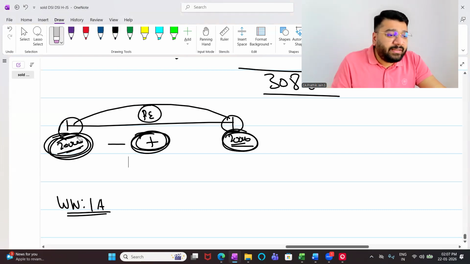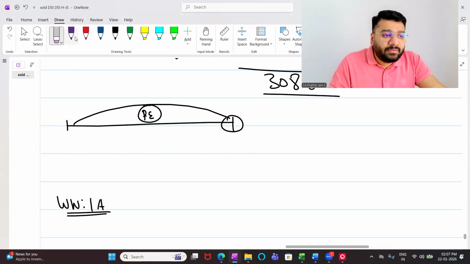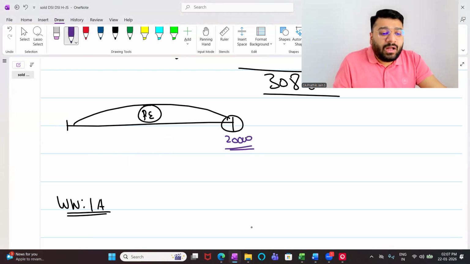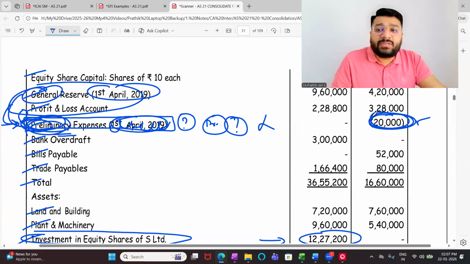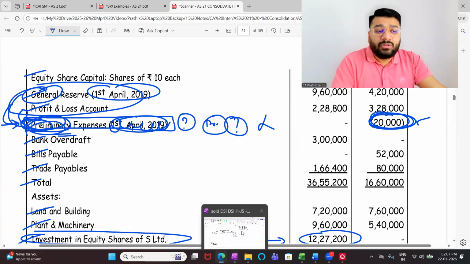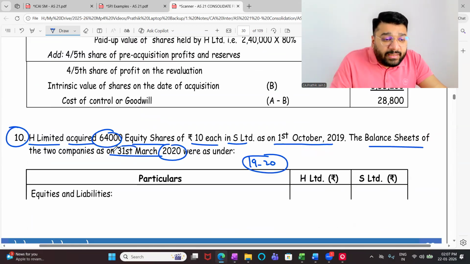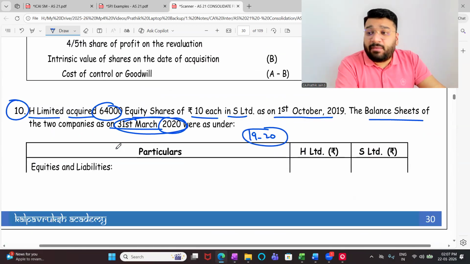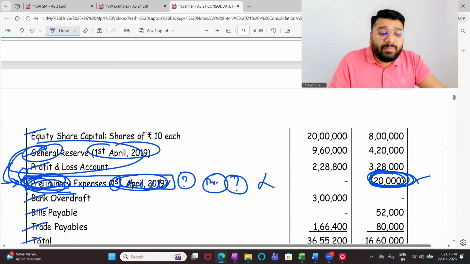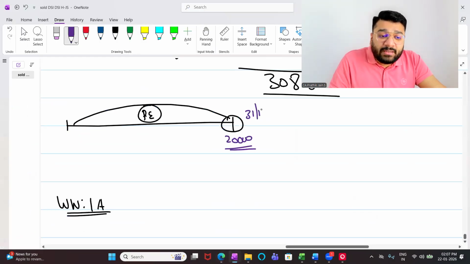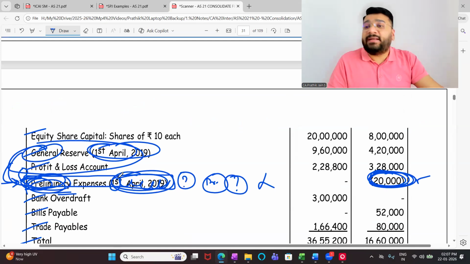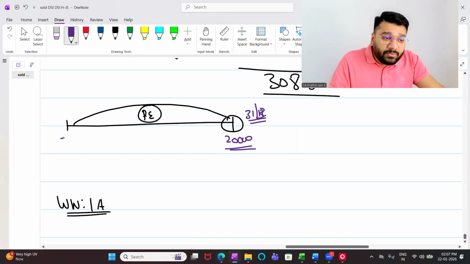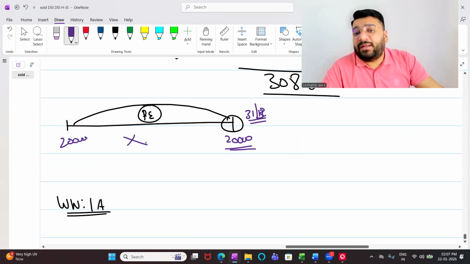Now let's understand this way. What is the closing balance? 20,000. How do I know that? Question says that this is the preliminary expenses, 20,000 at the end of the year. Correct? Why? Because this is the balance sheet of 31st March 2020. In the balance sheet of 31st March 2020, 20,000 rupees will be the opening or closing balance? Closing balance. Any problem? Question also says in bracket 1/4/2019. Here 1/4/2019 is given, which means the opening balance is also 20,000. So during the year, nothing is being written off.